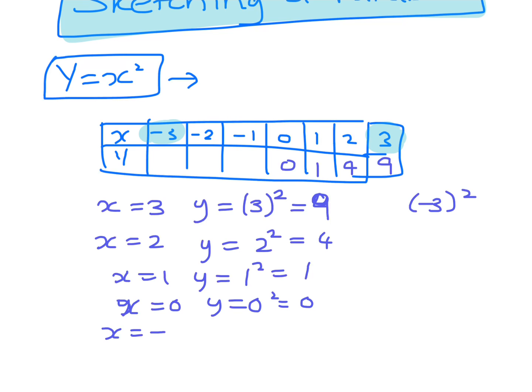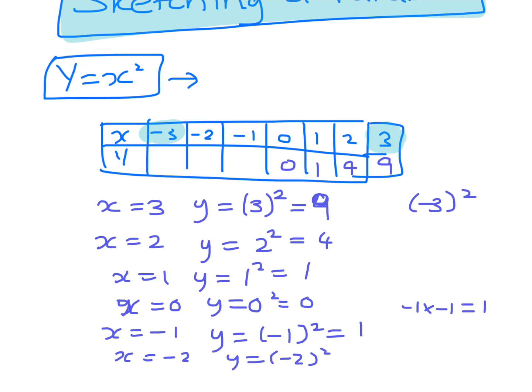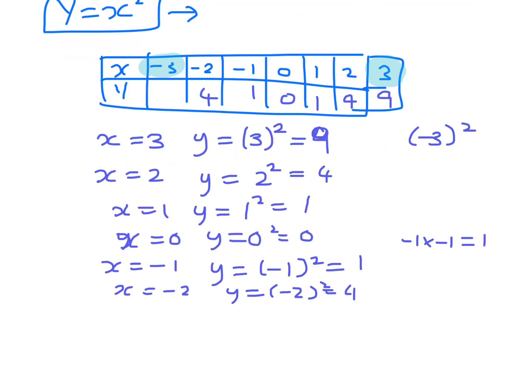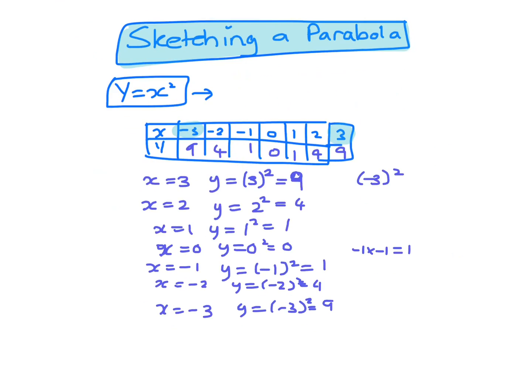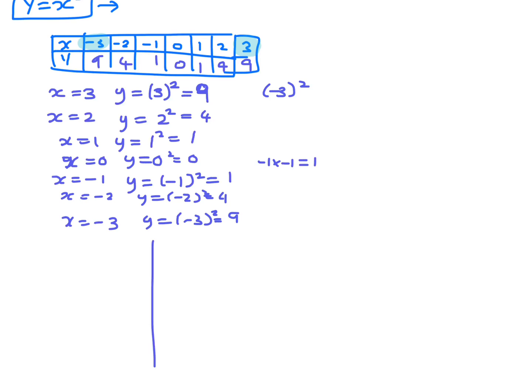Now when you do the other side, it will turn out to be exactly the same thing. -1 squared is 1, because -1 times -1 is 1. -2 squared is 4. That's 1, 4. And -3 squared is 9. Then you can plot these points and sketch this parabola.